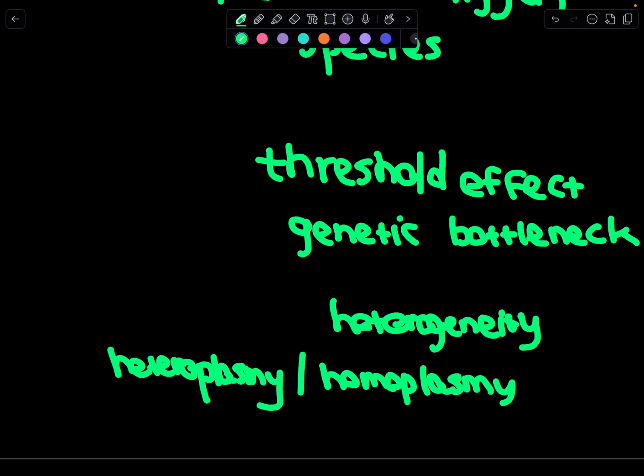The threshold effect is when symptoms of mitochondrial diseases like muscle weakness or seizures appear only if the proportion of mutated mtDNA in a tissue exceeds a critical level, typically 60-80%, depending on the tissue's energy needs. Want more on specific diseases or these terms?